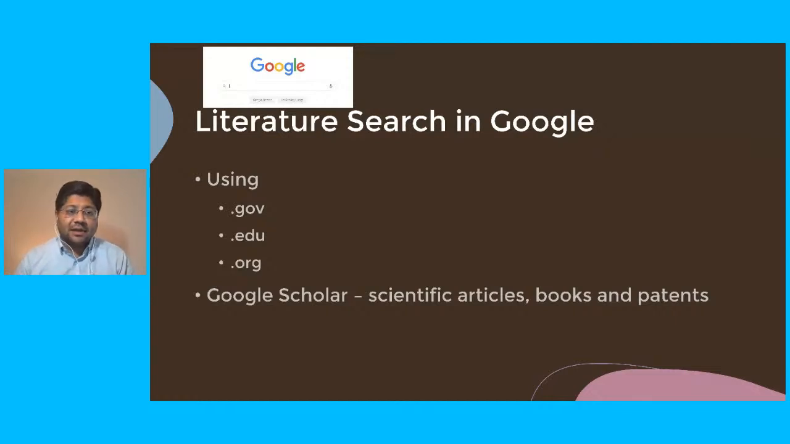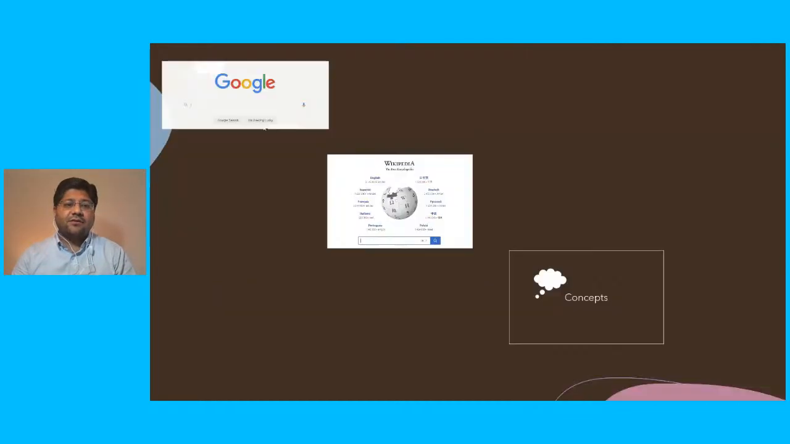So that's one way. Second is to search in Google Scholar. Google Scholar is a database of a large number of scientific articles, books, and patents. So if you want to use Google, then Google Scholar will give you a huge database of scientific articles, books, and patents, and you can also use that if you want to do so. So this was about Google.